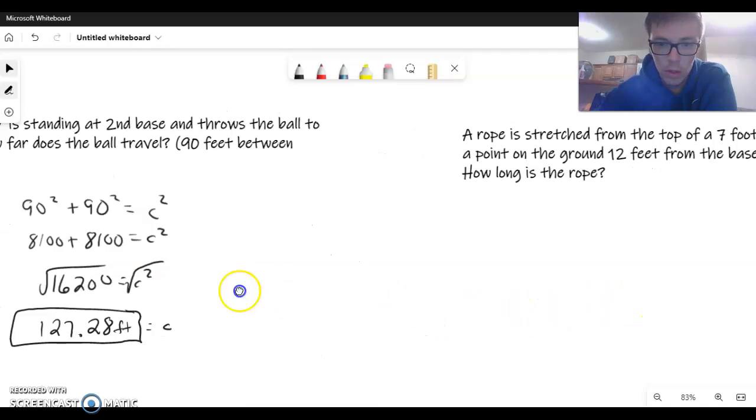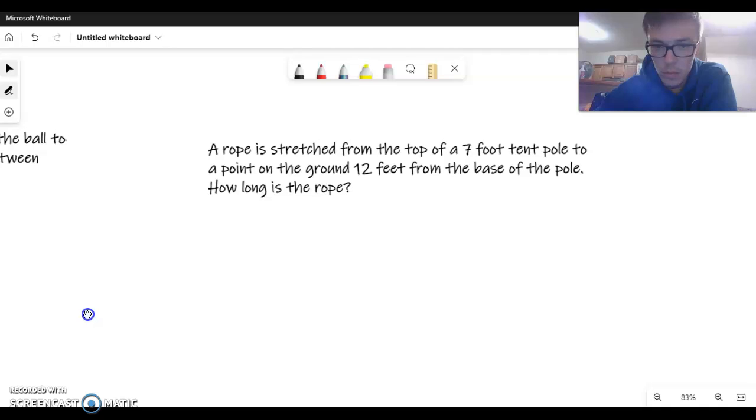So let's do one more here on this video. It says a rope is stretched from the top of a 7-foot tent pole to the point on the ground that's 12 feet from the base of the pole. How long is the rope? I want you to work this one all the way through now, and once you're completed, go ahead and check it with the video.